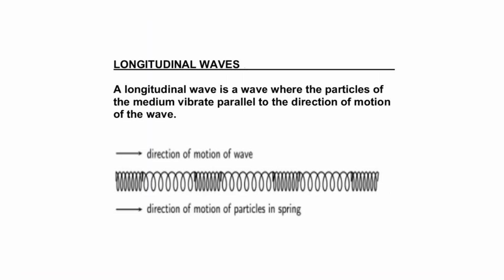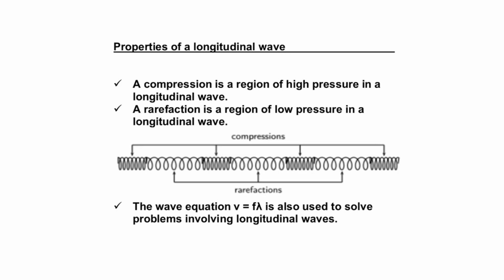By definition, a longitudinal wave is a wave where the particles of the medium vibrate parallel to the direction of motion of the wave. But what do we call this region where particles are close to each other? And this region here where they're not closely packed. A compression is a region of high pressure in a longitudinal wave, while a rarefaction is a region of low pressure in a longitudinal wave.